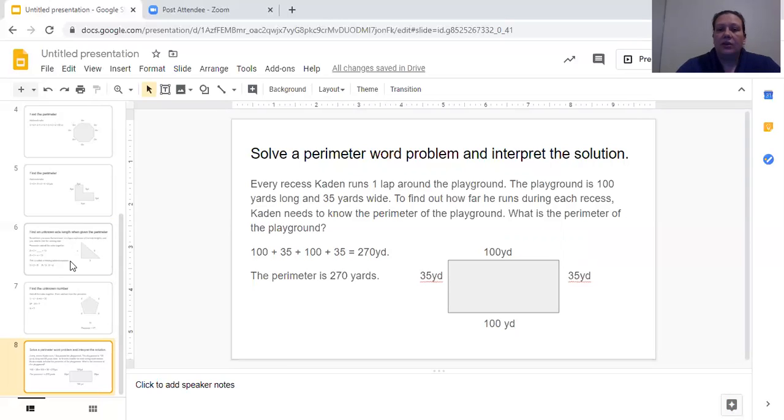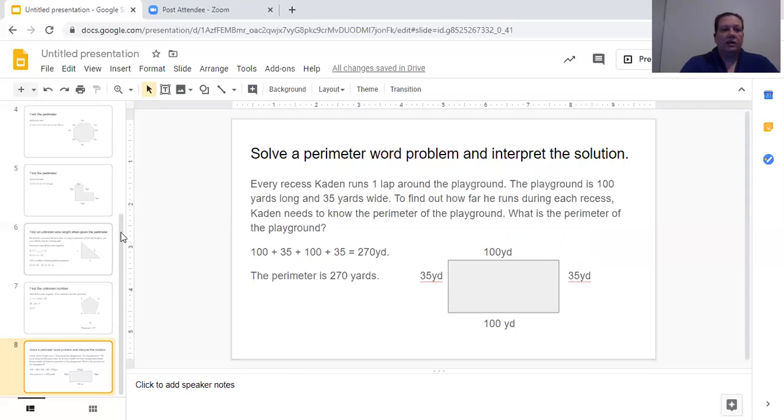As you can see, I put an example of a rectangle there for you. And again, we did 100 yards long and 35 yards wide. So it's 100 plus 35 plus 100 plus 35, which is going to get us 270 yards. So the perimeter is 270 yards.